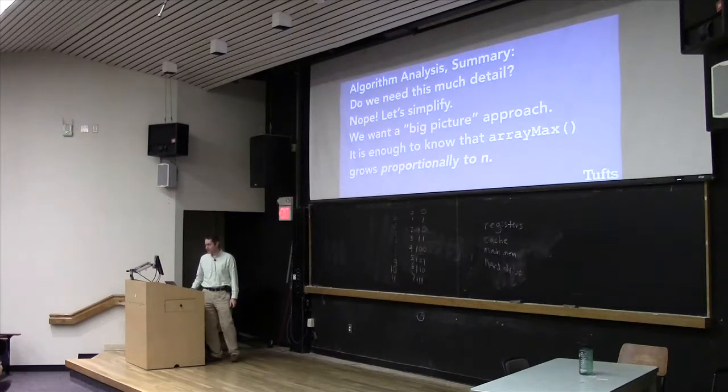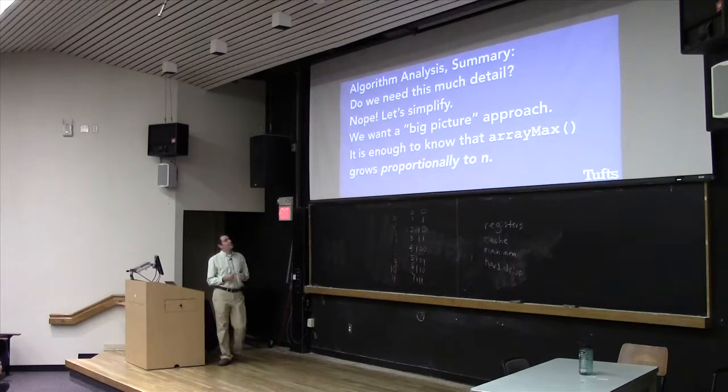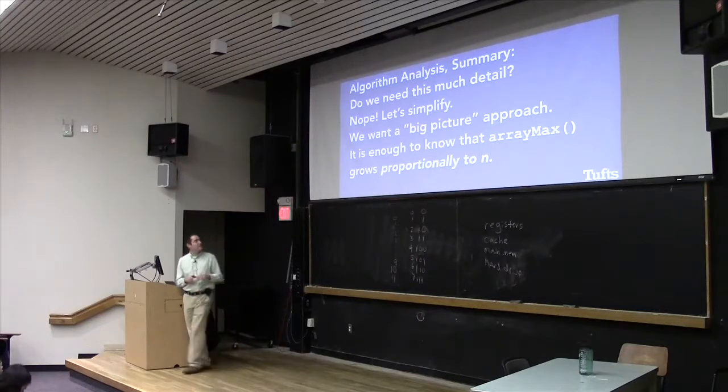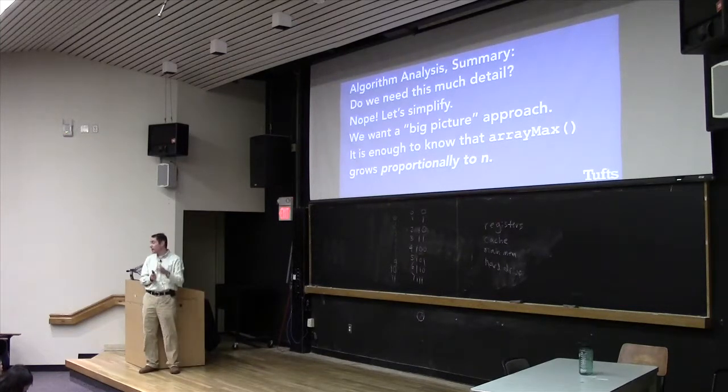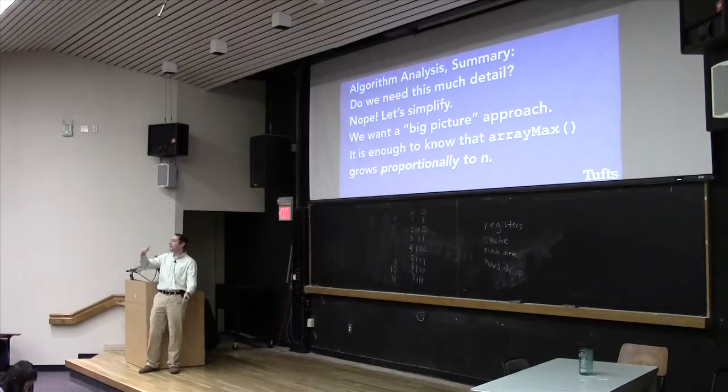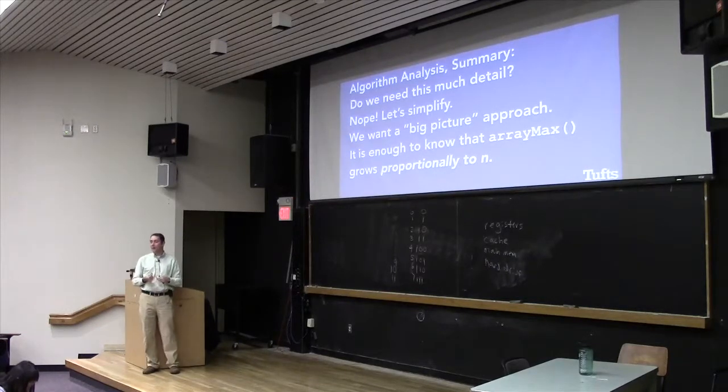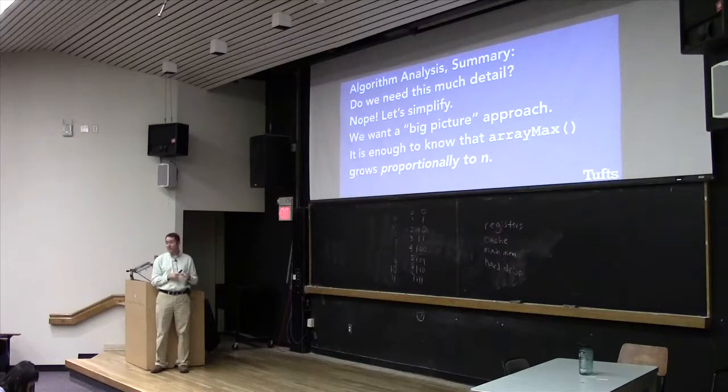OK, good. So let's look at the summary here. First of all, do we need that much detail? No, we don't. Just like you guys were saying at the beginning, we don't need that much detail to get an overview of this. What we're going to want to do is get what we call a 50,000-foot view, where we're looking at the holistic algorithm and trying to figure out, hey, can I make a big comparison about what the behavior is?